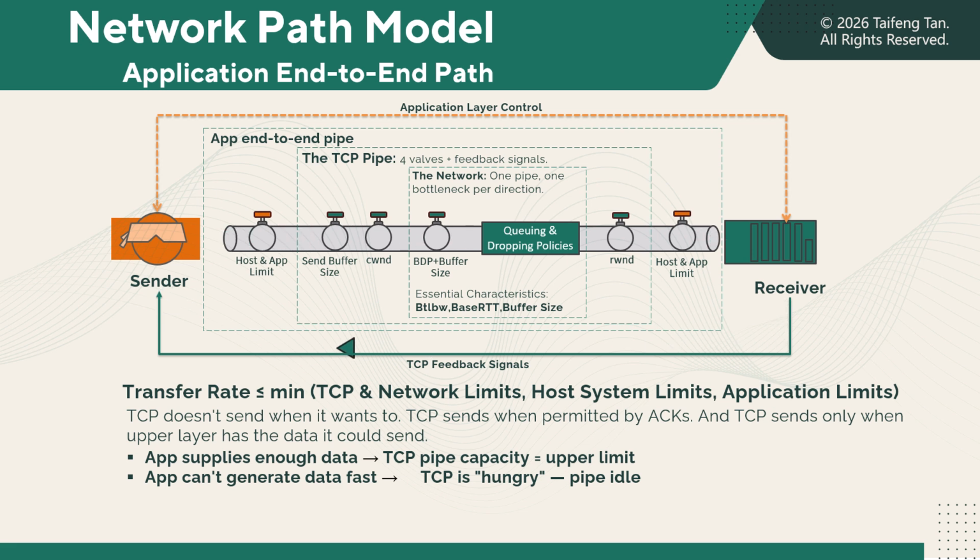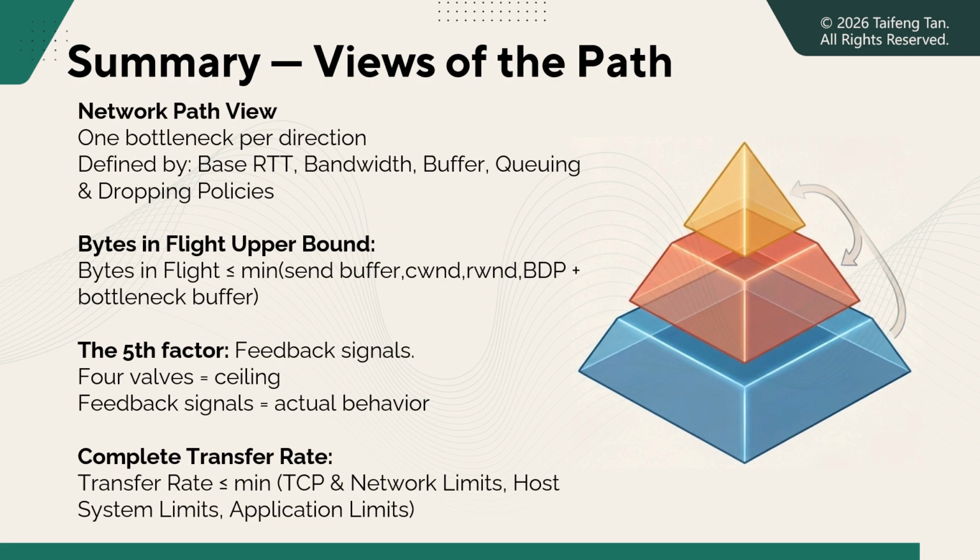All right, we've now briefly completed our introduction to the end-to-end path model. In this episode, we learned to see the network in layers. From the pure network path view, there's one bottleneck controlling flow, simplifying the complex path down to a single pipe. From the TCP end-to-end view, 4 valves determine the maximum possible bytes in flight, guided by the 5th factor, feedback signals. And from the application end-to-end view, performance depends on the narrowest link in the entire chain, including the host and the app itself.